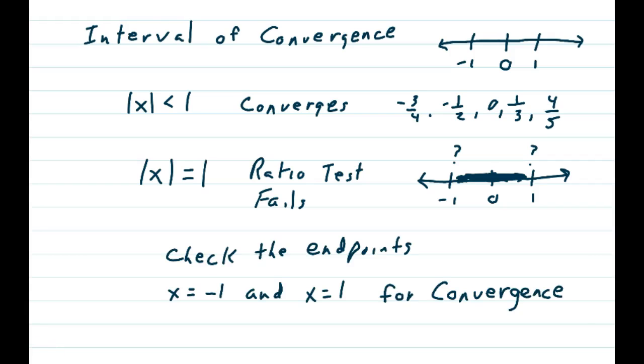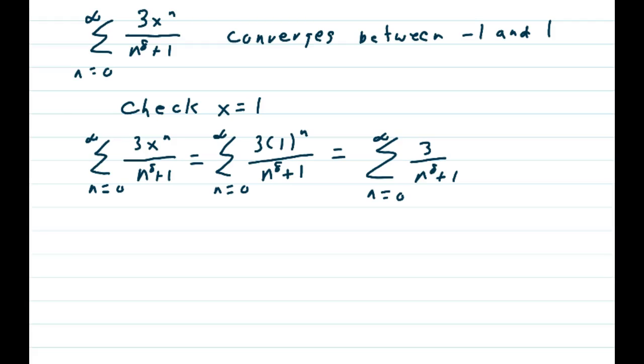This leads us into what we call an endpoint check. We need to check the endpoints of that interval, x equals -1 and x equals 1, to see if they converge or not. So again, at this point, we know that the power series, n is equal to 0 to infinity, of 3x to the nth over n to the 8th plus 1, converges between -1 and 1. But we need to check x equals 1 specifically.